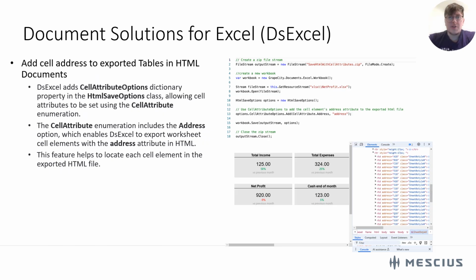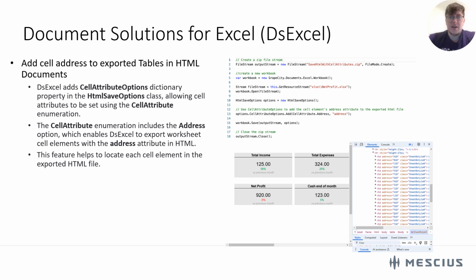In Document Solutions for Excel, we've added the ability to include cell addresses when exporting workbooks that include tables in HTML format. This is accomplished through the addition of the Cell Attribute Options Dictionary property, which is a new property included in the HTML Save Options class that utilizes the cell attribute enumeration. The cell attribute enumeration includes the address property, which allows DsExcel to export worksheet cell elements with an included address attribute when exporting to HTML. This new property will help users locate each cell element in the exported HTML files.